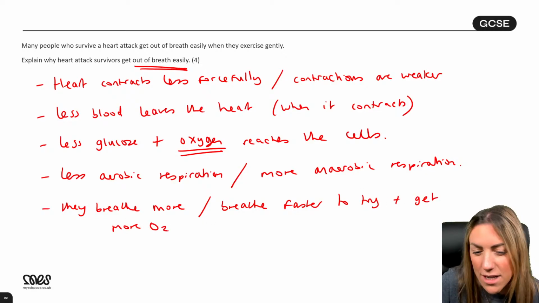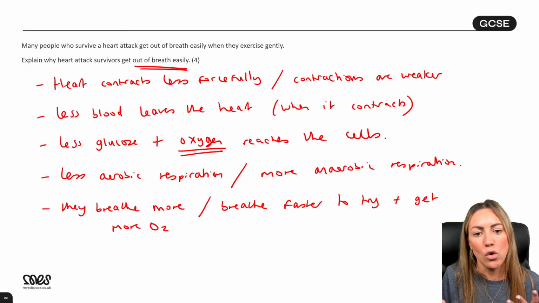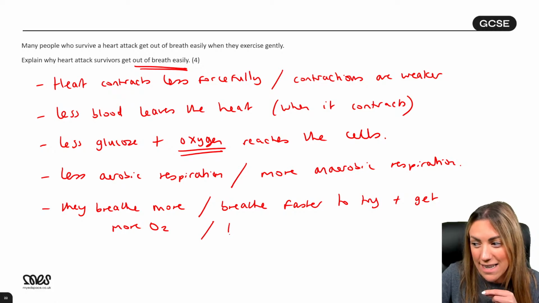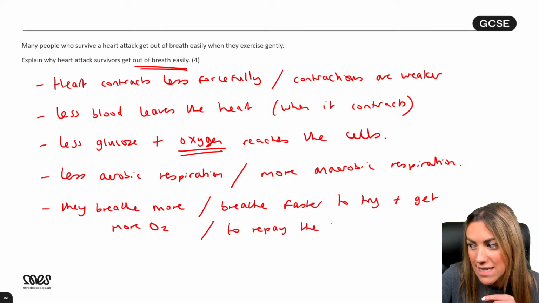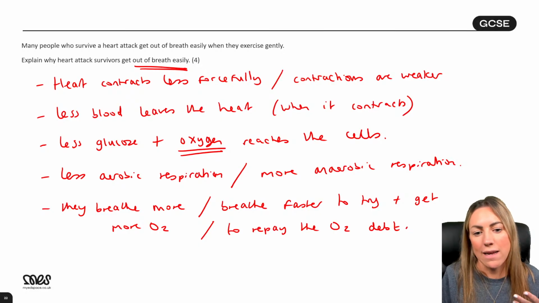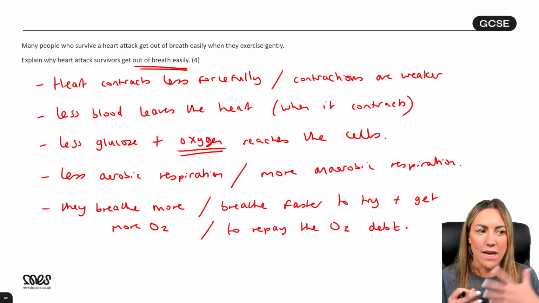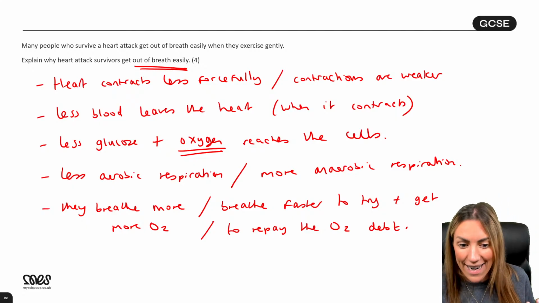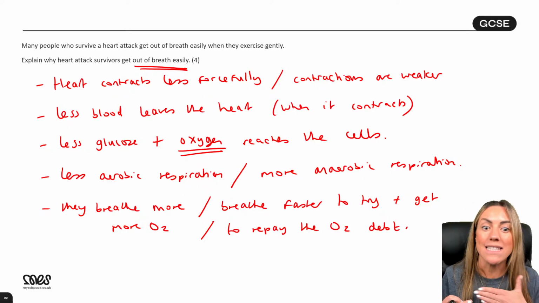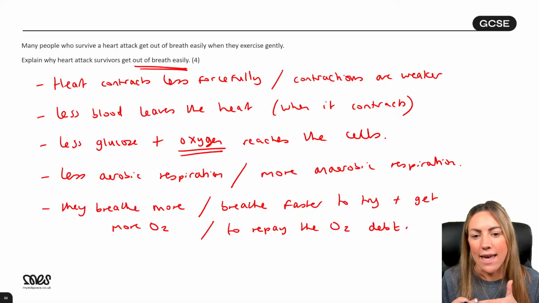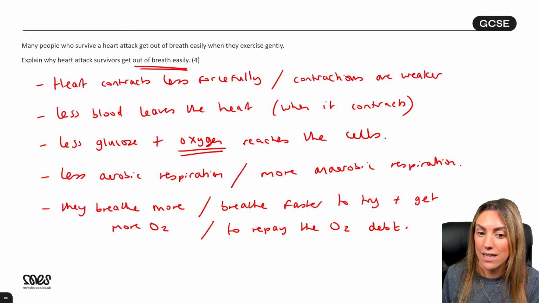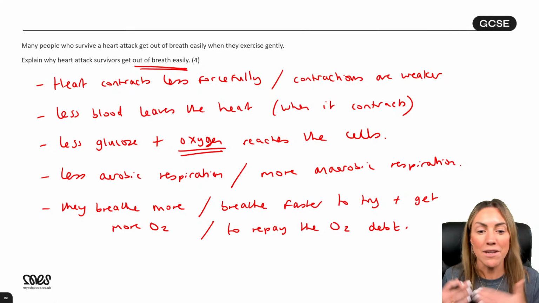There's kind of two ways to think about this. You could say, well, therefore they're breathing more, they're breathing faster to try and get more oxygen. You could even say to repay the oxygen debt. They would allow that, because if you're super bright and you've gone as far as thinking, well, if they're doing less aerobic respiration, they're doing more anaerobic respiration, you know that anaerobic respiration produces lactic acid, which needs to be broken down. You might be thinking, they're breathing faster to get oxygen to break down the lactic acid, to repay the oxygen debt.